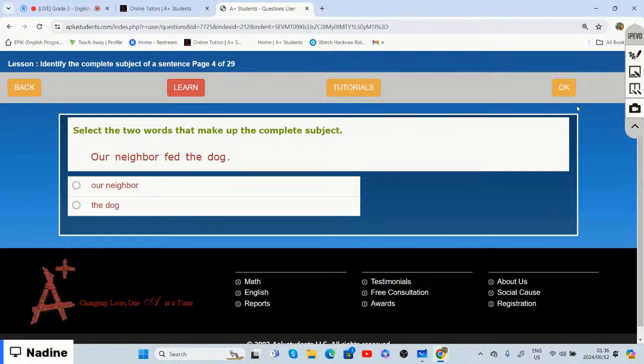So select the two words that make up the complete subject. Is it our neighbor or is it the dog? So who did the action? And in this case, we can say it is our neighbor, because what did our neighbor do? Our neighbor fed the dog.